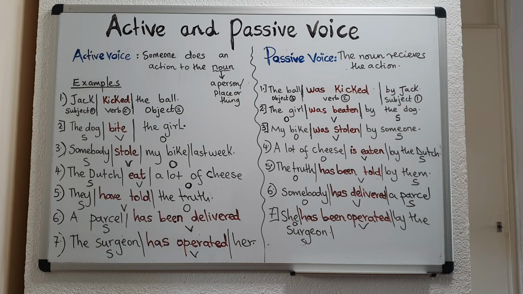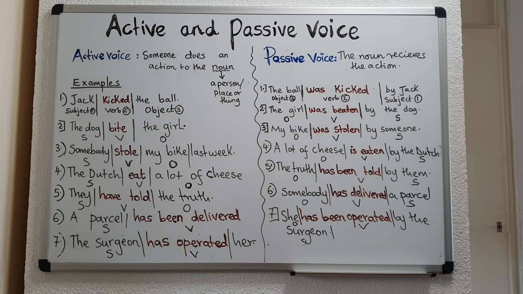Example 1. Jack kicked the ball. The subject in that sentence, in that active voice, comes first. Number 2, followed by the verb. Number 3, followed by the object. But when you change that sentence from the active voice to the passive voice, something happens. You begin with the object, the ball, okay, followed by the verb. But in this case, you have to change the verb in such a way that it is clear that the object received an action. So in this case, we say the ball was kicked by Jack.